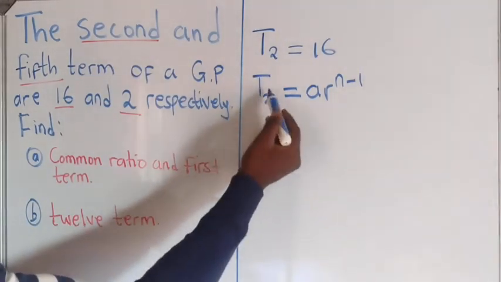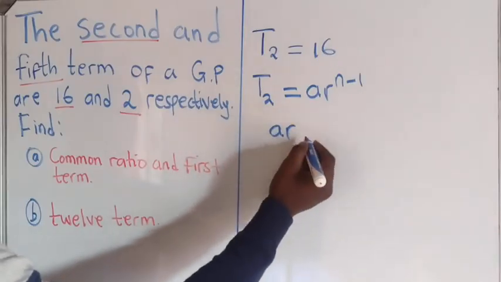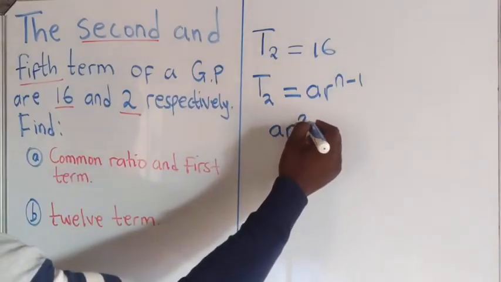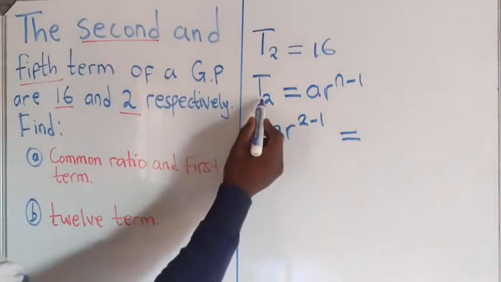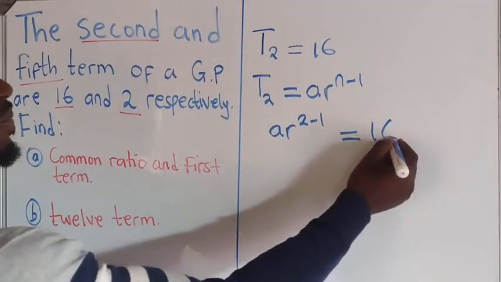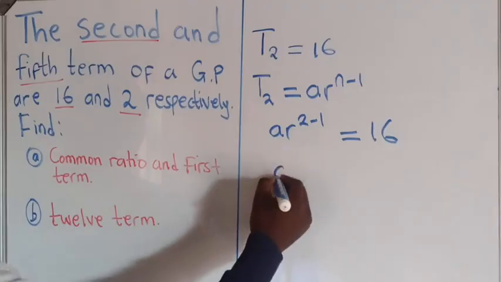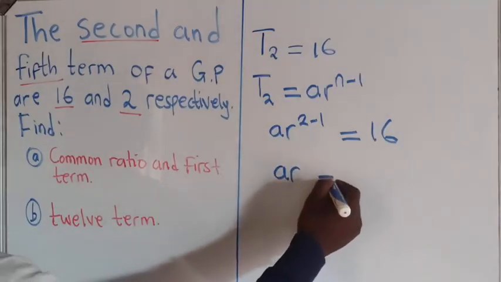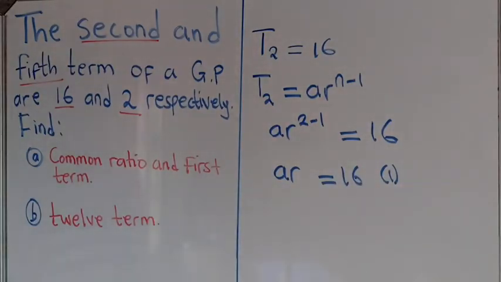Here we have term 2, and we are going to put 16. So we are going to say ar^(2-1) is equal to 16, since our second term is 16. Then from there we can reduce this, so we are going to have ar equal to 16. We can name this our equation 1.